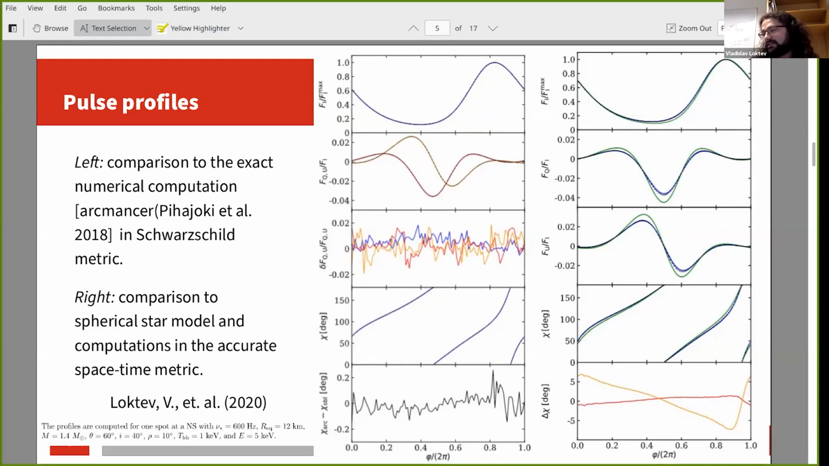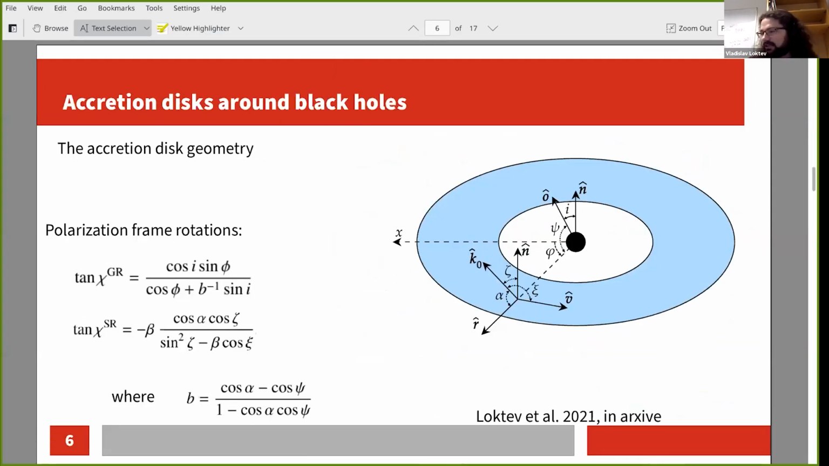I think you will hear more on the millisecond pulsar pulse profiles from Tuomo Salmi just before the short break. In the meantime, I will inconspicuously slide to black holes, but I will keep it very brief. The same idea can be applied to an accretion disk around a black hole. Here, I also show analogous formulas for the special and general relativity effects on the apparent polarization angles.